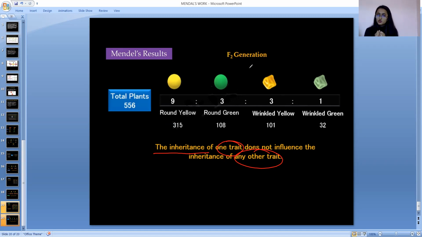One reason why he took pea plant. Second reason is he got so many generations in a very short period of time, right? So it breeds very fast, we can say. So that is the second possible reason why he took a pea plant. Then he took 7 characteristics. Kya? Color of a seed, shape of a seed, color of a flower, shape of a pod, color of a pod, height of a stem, and position of a flower in a stem, terminal ya axial. These are the 7 characteristics he took.